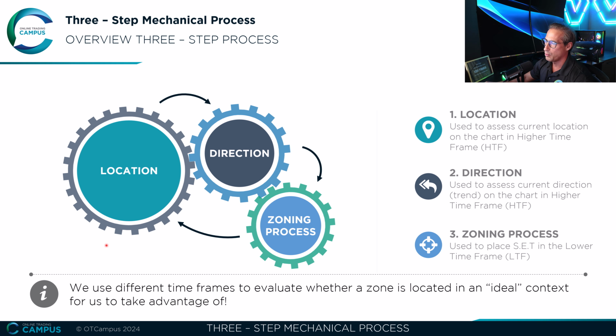Remember, how do we determine location? We determine location on the higher time frame, not on the lower time frame, because we use the lower time frame only for the zoning process. We use the higher time frame for our location and for our direction, for the trend, which we start covering in the next lesson. So there are two reasons why we need to define location.